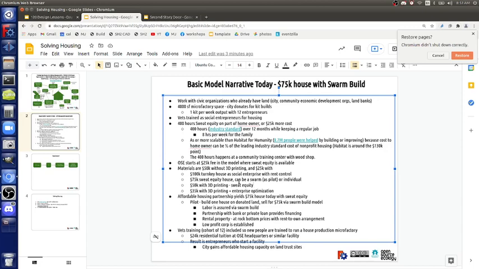But the ideal ask would be, say to the city right now, let's talk about practical opportunities. Get us some free land, get us people we can train, let's set up a program for training. Give us 4,000 square feet of space where we can set up this microfactory where we train people, and we'll build with a swarm.